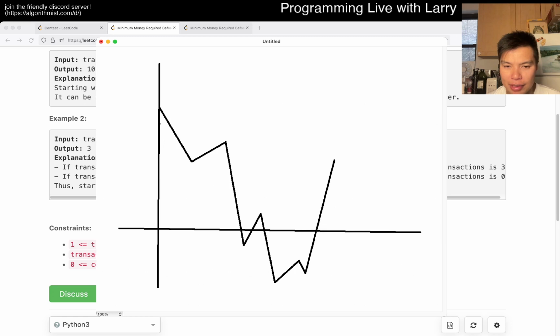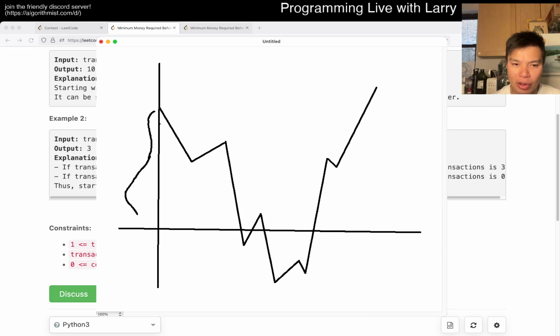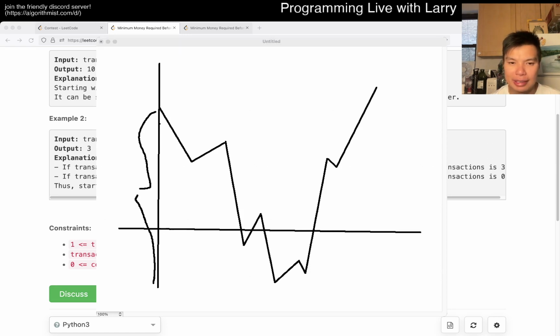Some might, and then something like this might back up to 0, or back higher than 0, or maybe not, something like this. So then here, this would be your starting amount, right? That's basically the idea, maybe with a terrible drawing.